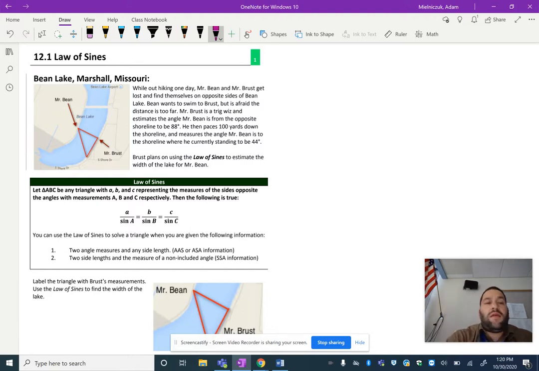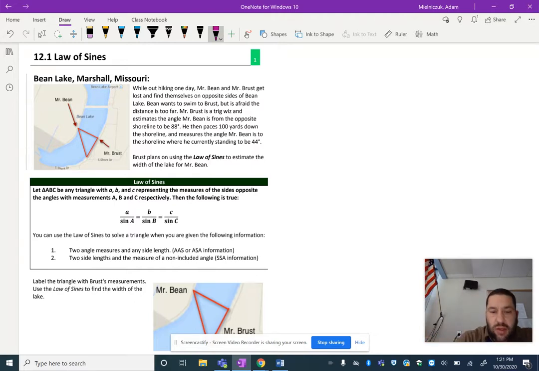So it says, while out hiking one day, Mr. Bean and Mr. Bruss get lost and find themselves on opposite sides of Bean Lake. Bean wants to swim to Bruss, but is afraid the distance is too far. Mr. Bruss is a trig wizard and estimates the angle of Mr. Bean from the opposite shoreline to be 88 degrees. Now, with these, draw them.